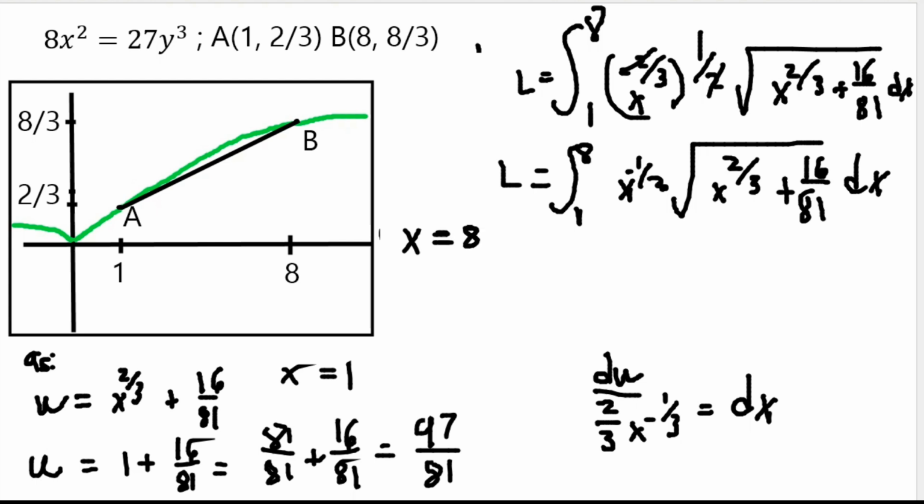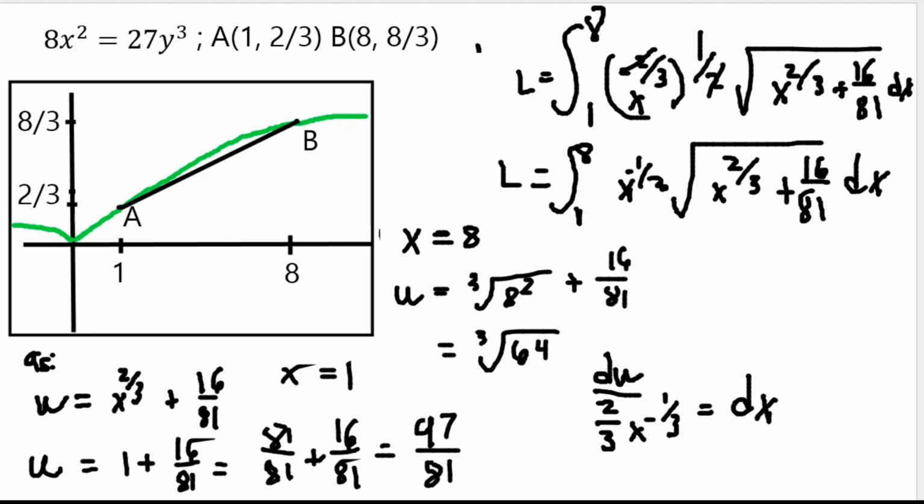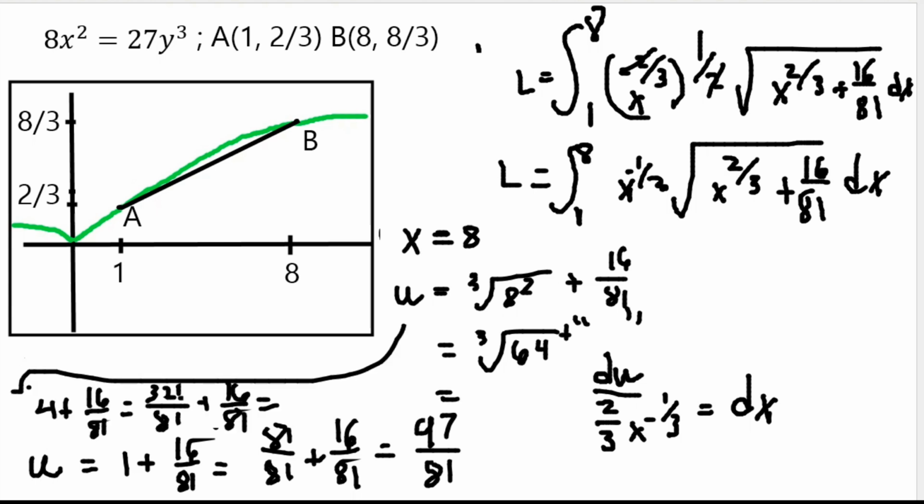So x is going to be 8. What is the new value of u here? It's just going to be the cube root of 8 raised to the second power, inside the radical sign, plus 16 over 81. The cube root of 8 raised to the second power is 64, plus 16 over 81. Okay, so we got this.